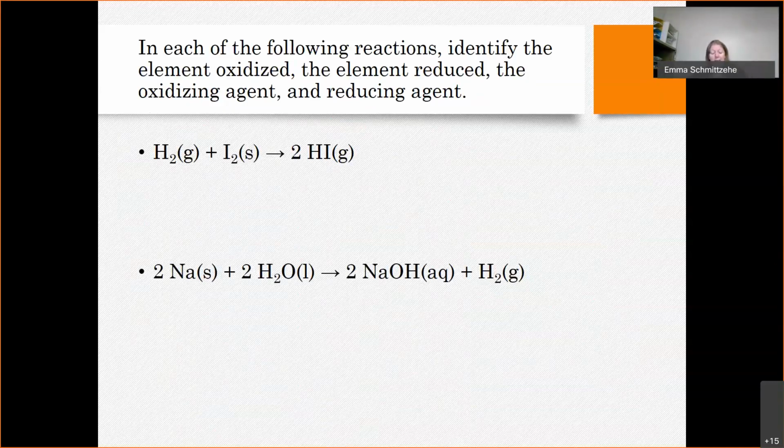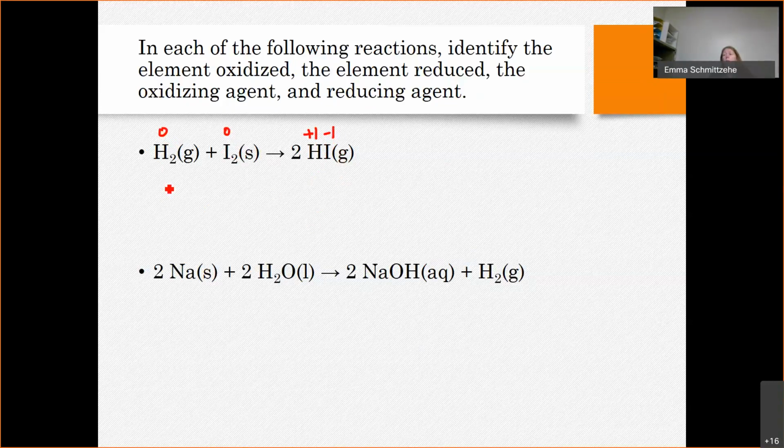But to identify all of these things, you need to assign oxidation states, okay? So unless you're told oxidation states, which you rarely are, you have to be able to assign those first. So we'll go through these reactions and assign oxidation states. So we have hydrogen, it's by itself and neutral, so it's 0. We have iodine, it's by itself and neutral, so it's 0. And then we have HI, hydrogen with a non-metal, so it's +1, meaning the iodine is going to have to be -1 to make that total 0.